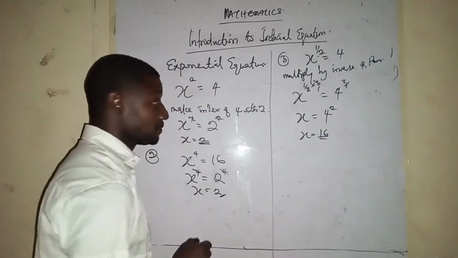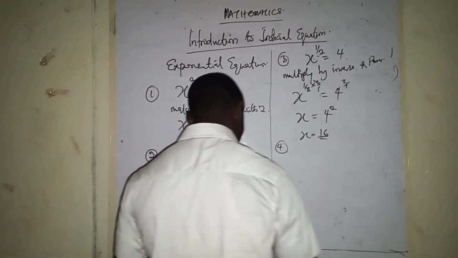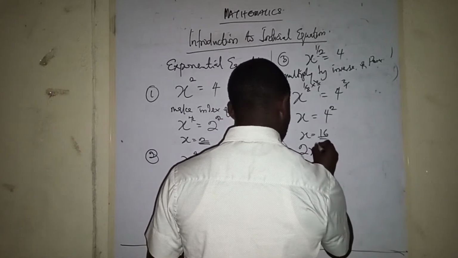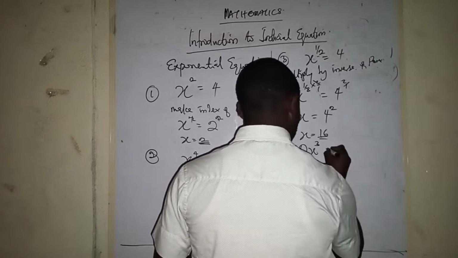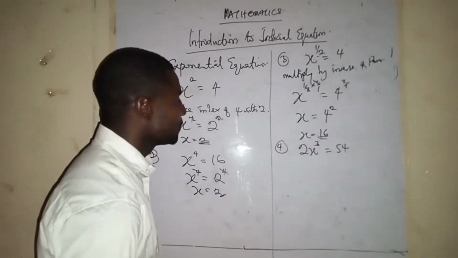Are we clear? Yeah. The next one. Supposing you have 2 times x raised to power 3 is equal to 54. This one is also simple.